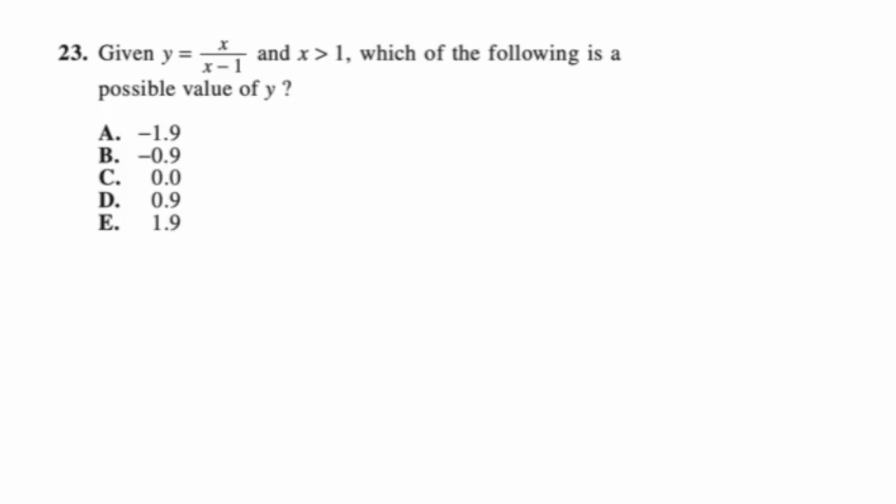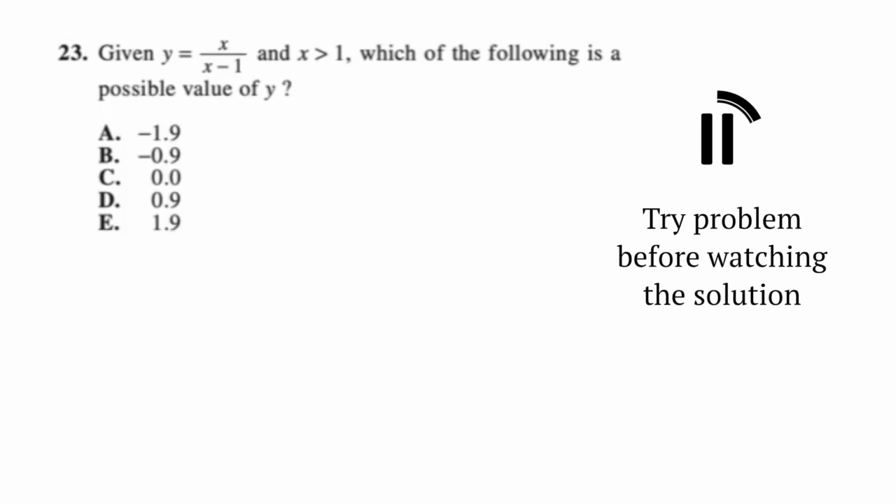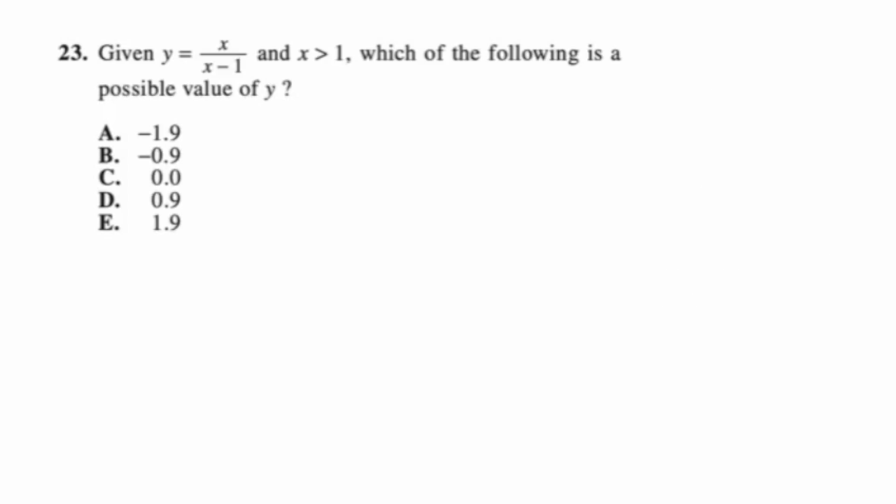Number 23 says, given y equals x over x minus 1, and x is greater than 1, which of the following is a possible value for y? Now there's a couple ways you could do this problem. You could approach it algebraically, and I'm just going to go through that quickly. One way I thought of doing this problem is to take all of these values that they give us, which are maybe possible values of y, and then plug them in to see if we get an x value that's greater than 1. The problem with that right now is we would be plugging y in over here, and then we'd have to do a bunch of math to solve for what x is.